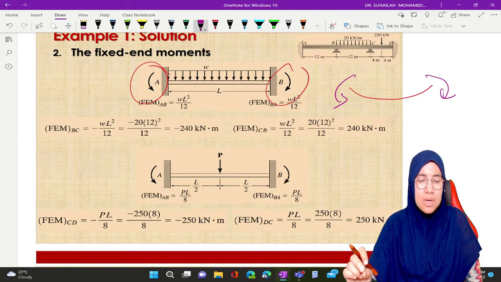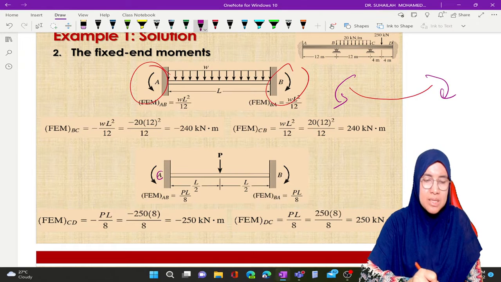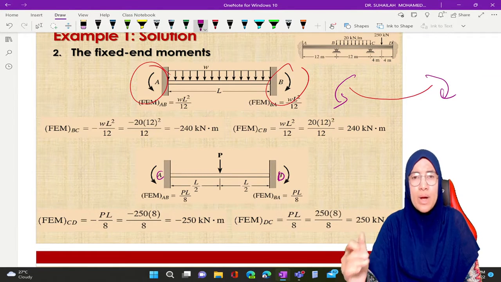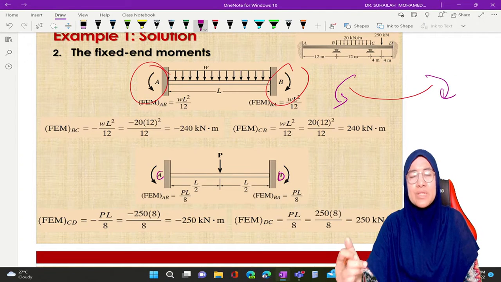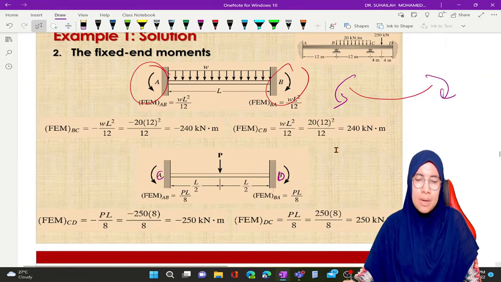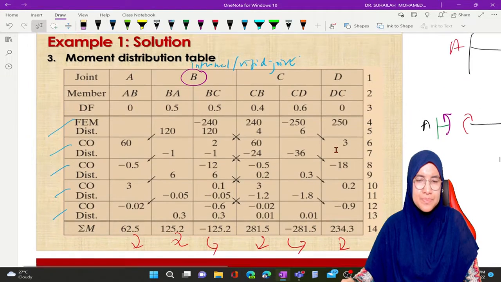Okay, so we do the same for member CD. This is C and D actually. So we get one negative, one positive, because of the behavior compared with the sign convention. That is why we get one negative, one positive. So all these FEM values we have to put into the table.